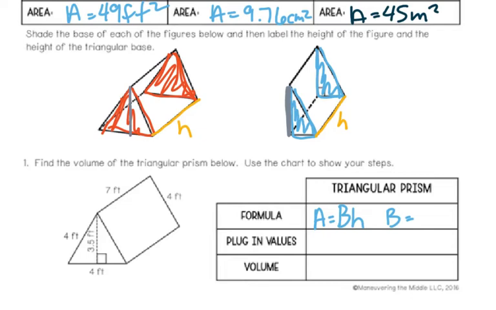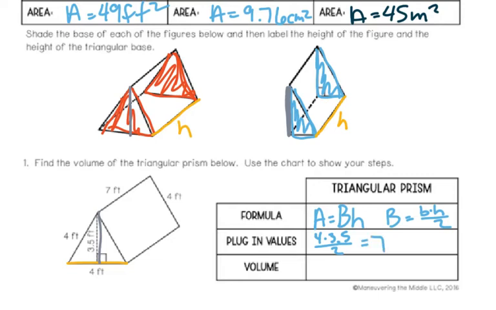So for triangles, we are going to do base times height divided by 2. So I need to start by finding big B. In this case, the base of the triangle is 4, and the height of the triangle is this gray line right here. Not the height of the prism, the height of the triangle. So for big B, I'm going to have 4 times 3.5 and divide that by 2 to get 7.